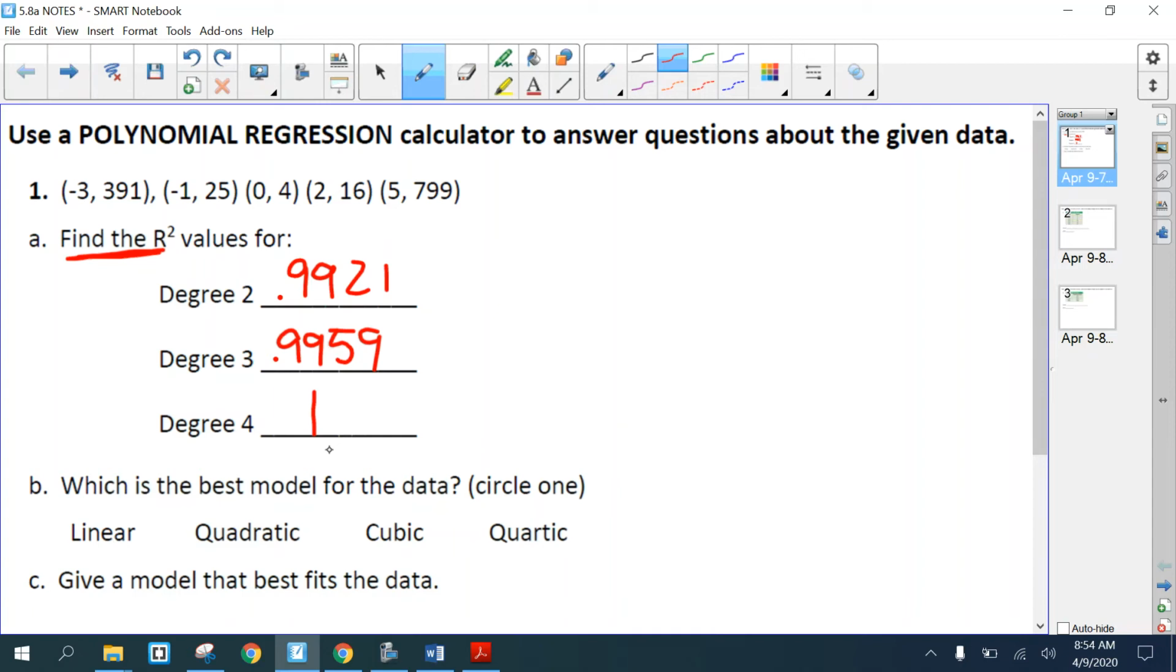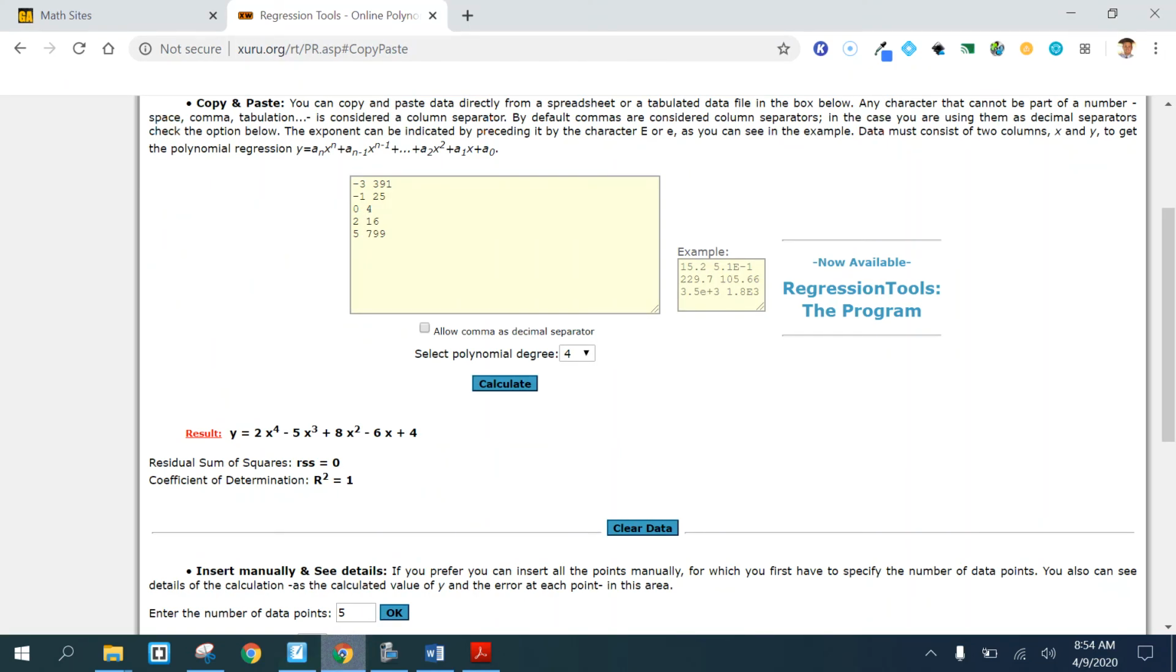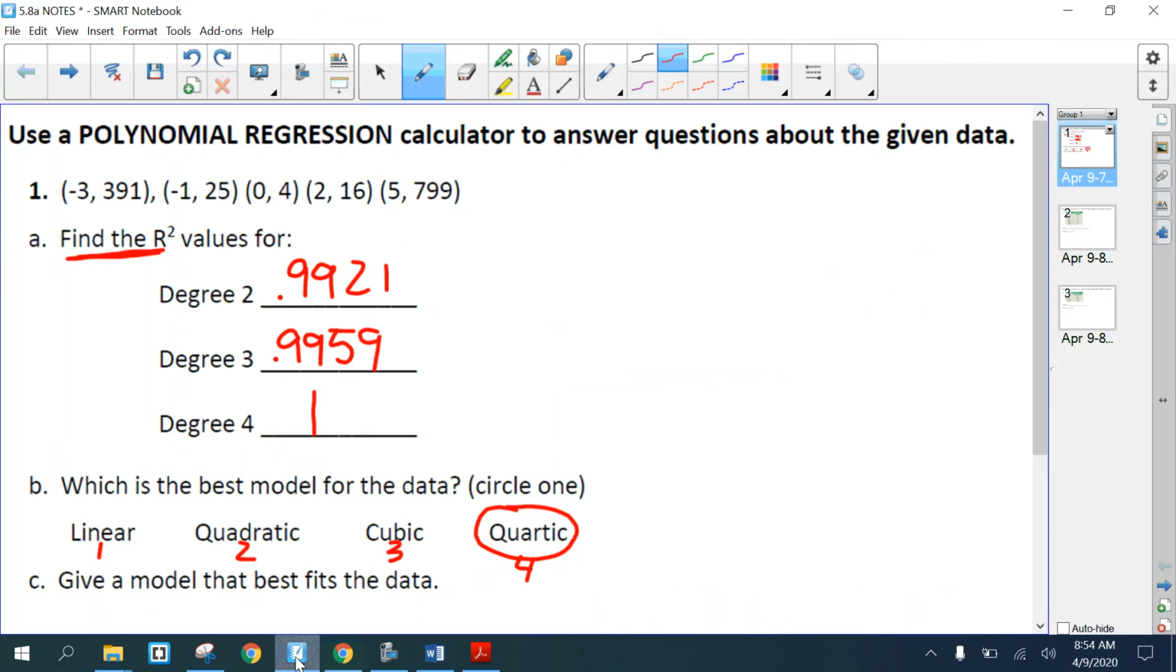So part B says which is the best model for the data. It's a degree 4, which is quartic. Linear is degree 1, quadratic is degree 2, and cubic is degree 3, but we're at degree 4, quartic. If you go back to the site and look at your result, your equation is y equals 2x to the 4th minus 5x to the 3rd plus 8x squared. That's our equation, that's our model. So we're going to copy that down.